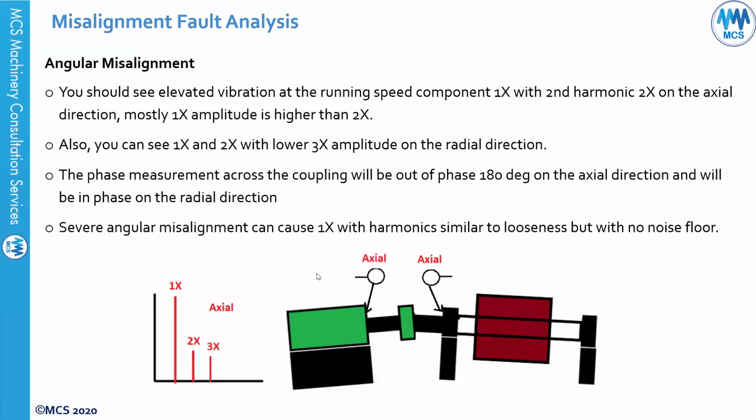For misalignment, we have two types. We have angular misalignment and we have parallel or offset misalignment. With angular misalignment, you should see elevated vibration at the running speed component 1x with the second harmonic 2x in the axial direction. Mostly 1x amplitude is higher than 2x.